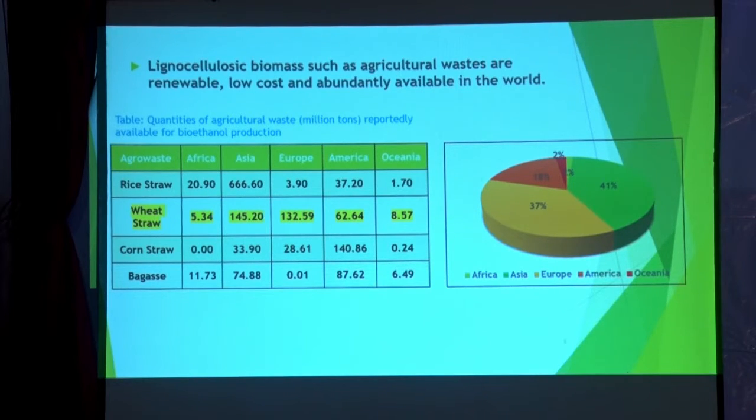Now, if we see the quantities of agricultural waste, which is rice straw, wheat straw, corn straw, and bagasse, we can see that Asia is a potential market for the utilization of wheat straw. As we can see, in the Asian continent, 140.20 million tons of wheat straw is available. And if I talk about the production share of wheat straw, here you can see that the maximum share is held by the Asian continent, which is 41%, followed by 37% in Europe, 18% in America, and 2% shared equally between the Africa and Oceania continents.